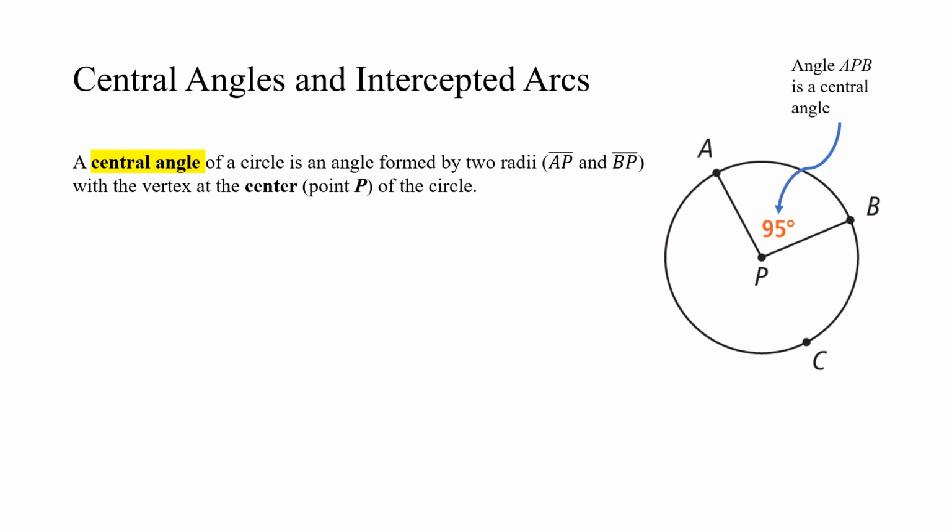We say that APB is a central angle because of two reasons. One, it is composed of two radii, in this case AP and BP, and two, the vertex of the angle is the center of the circle. Remember that in a circle, point P is not called the middle of the circle, instead it's called the center of the circle.